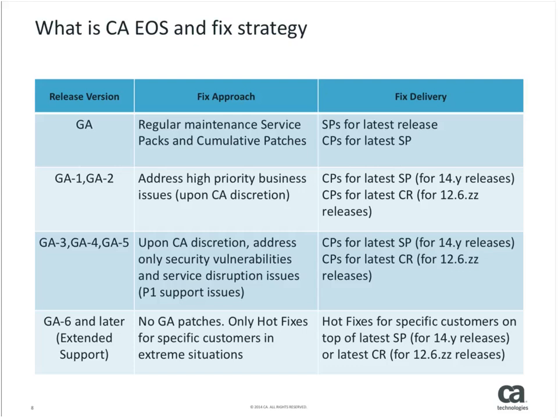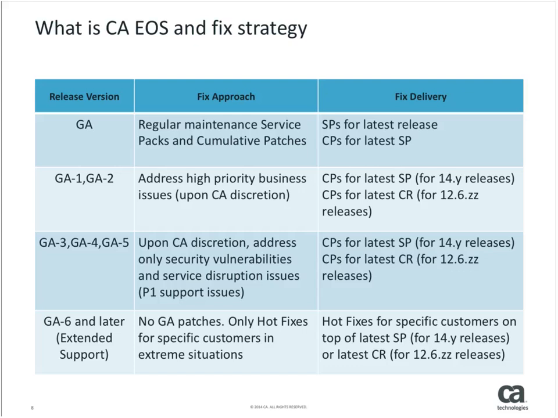We're only going to release community patches for the 14 branch, and for the old version, the 12.6 branch, we're going to release a community patch, but only for the latest community release. Think about a community release as a service pack for the 12.6.8 branch, for example.